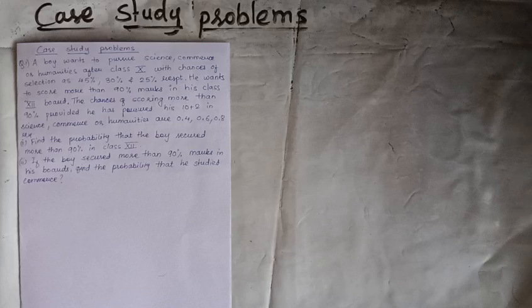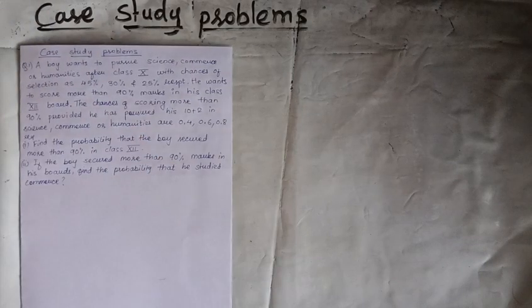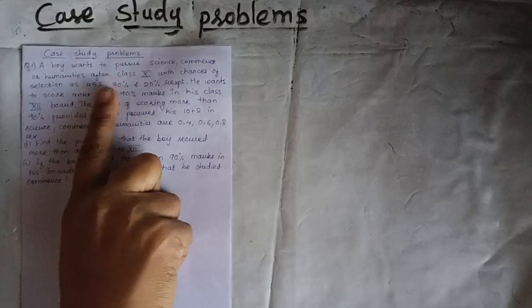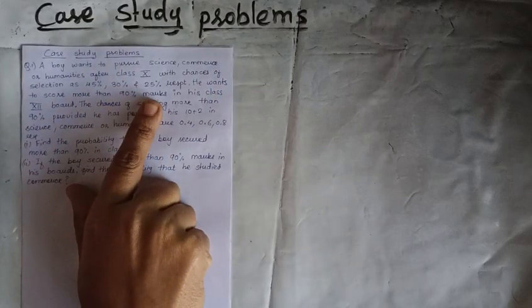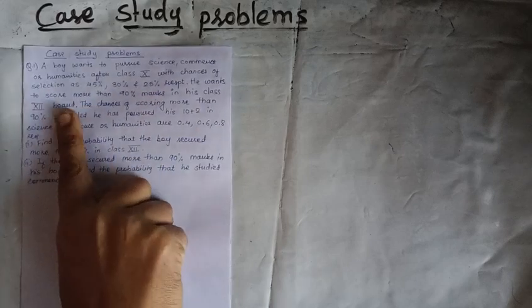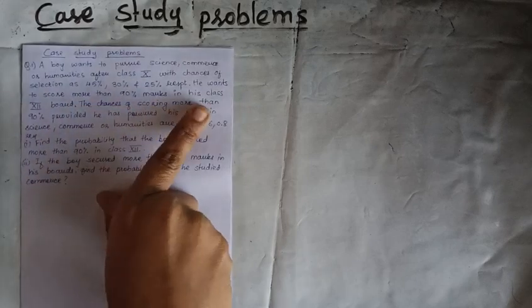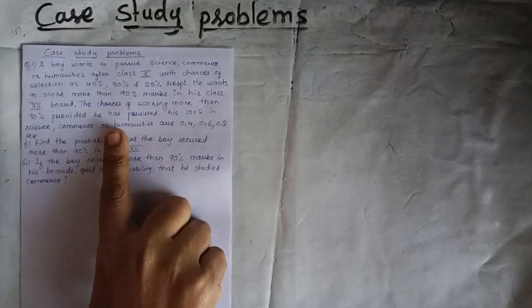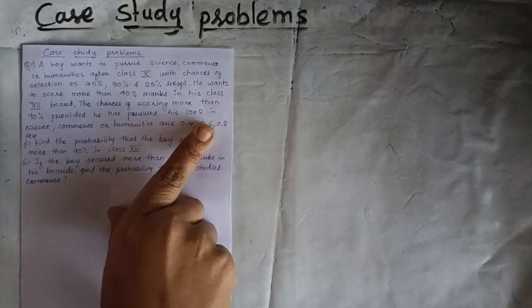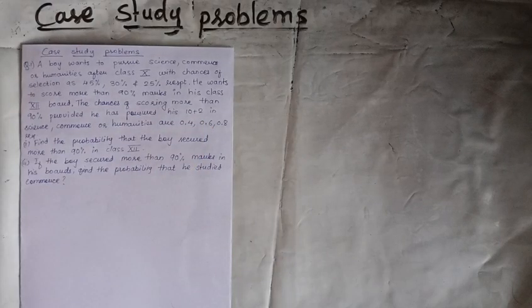Okay. First question. A boy wants to pursue science, commerce or humanities after class 10th with chances of selection as 45%, 30%, 25% respectively. He wants to score more than 90% marks in his class 12th board. The chances of scoring more than 90%, provided he has pursued 10 plus 2 in science, commerce or humanities, are 0.4, 0.6, 0.8 respectively. Find the probability that the boy secured more than 90% in class 12.